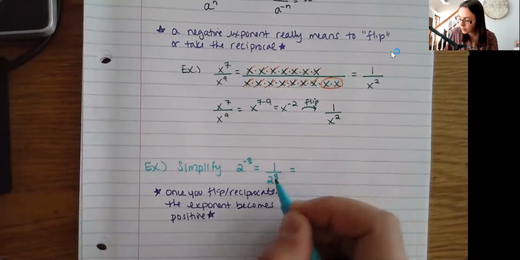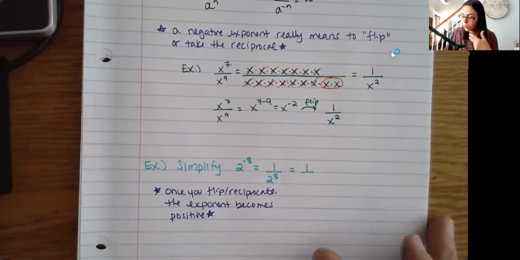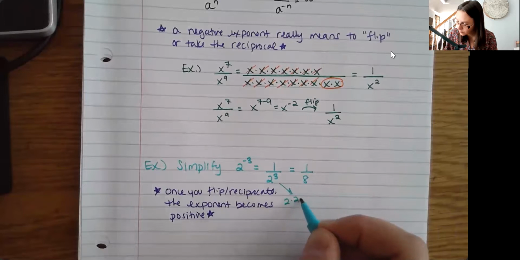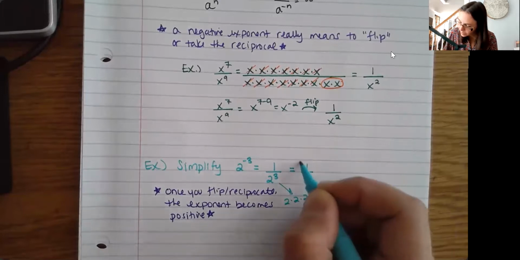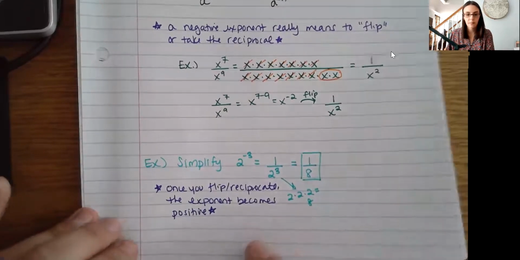Now, if you can't simplify, you would keep going. 2 to the 3rd is a pretty easy one to do, right? It's just 2 times 2 times 2, which is going to be 8. So I get 1/8 for my answer. All right, let's try a couple more.